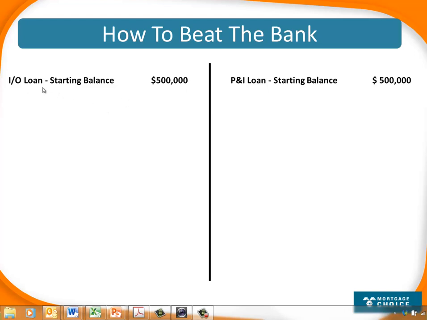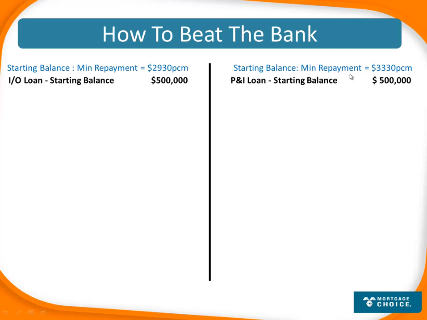I've set this up here with an interest-only loan for this example of $500,000 versus a principal and interest loan of $500,000. Now what happens is, with principal and interest, let's assume in this example the monthly commitment is $3,330 per month versus the interest-only person, whose minimum commitment per month is $2,930. Now in this example, let's assume that the loan has been paid down to $430,000 over the years.